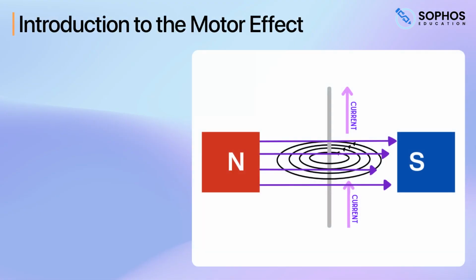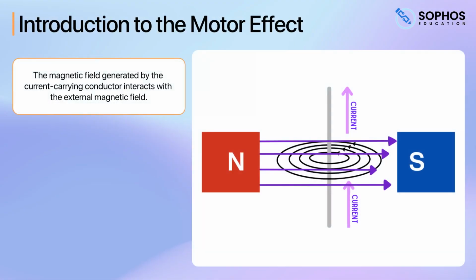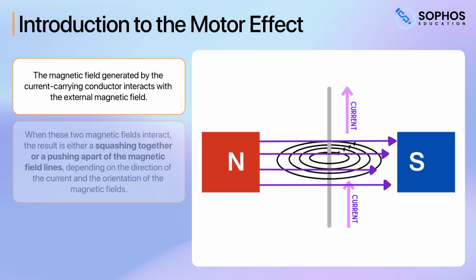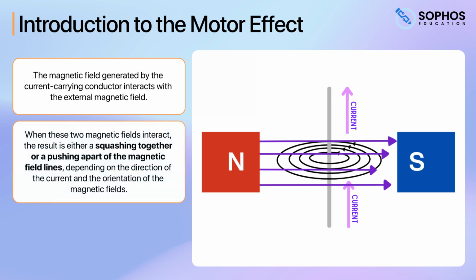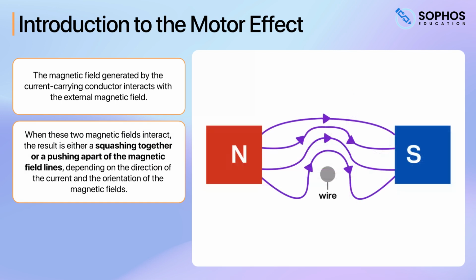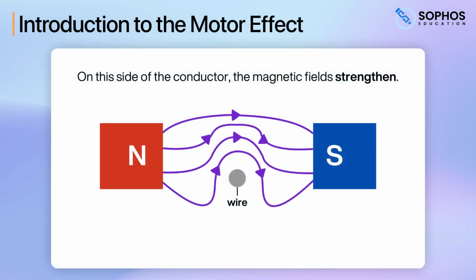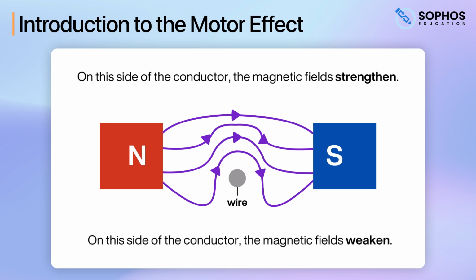Well, let's think. The magnetic field generated by the current-carrying conductor interacts with the external magnetic field. When these two magnetic fields interact, the result is either a squashing together or a pushing apart of the magnetic field lines, depending on the direction of the current and the orientation of the magnetic fields. On one side of the conductor, the magnetic fields combine, reinforcing each other and creating a region of stronger magnetic field. On the opposite side, the magnetic fields oppose each other, creating a region of weaker magnetic field.